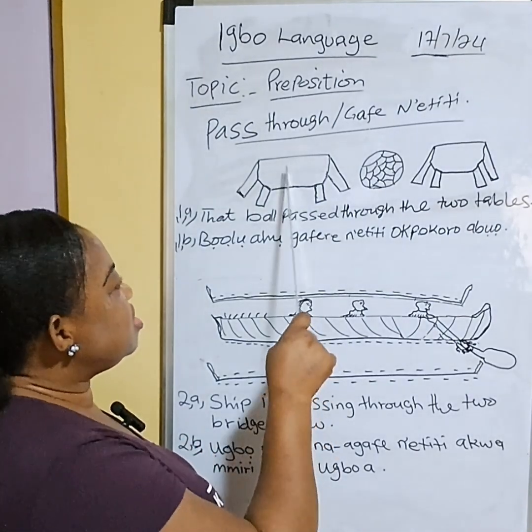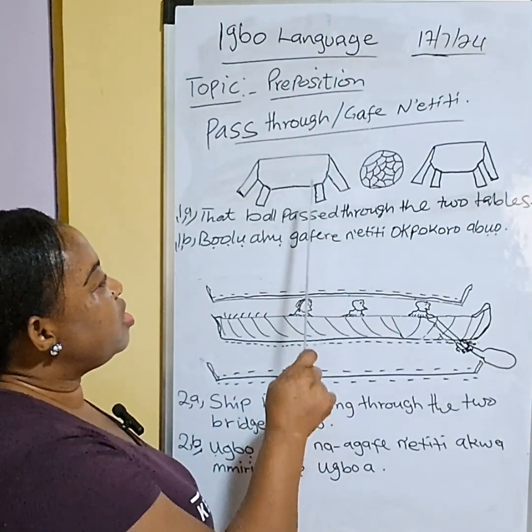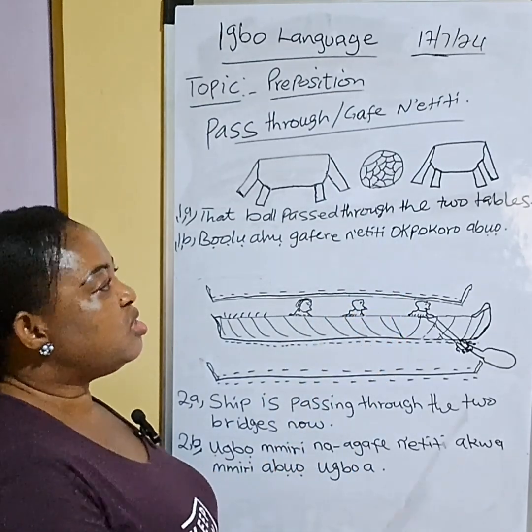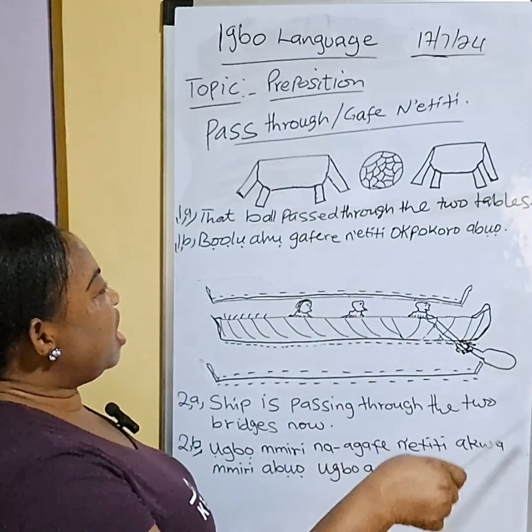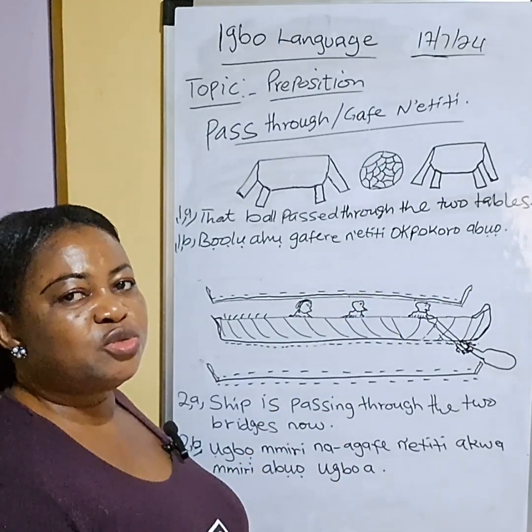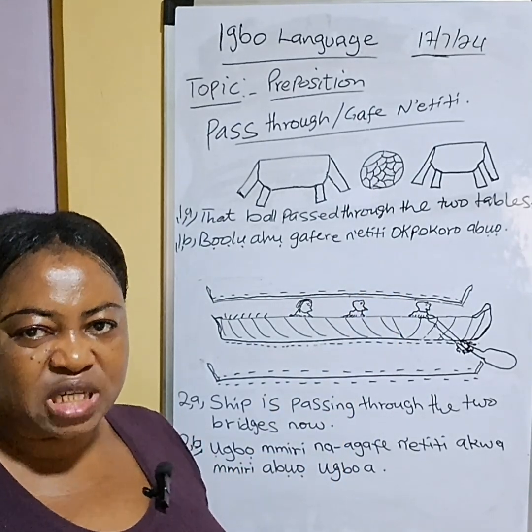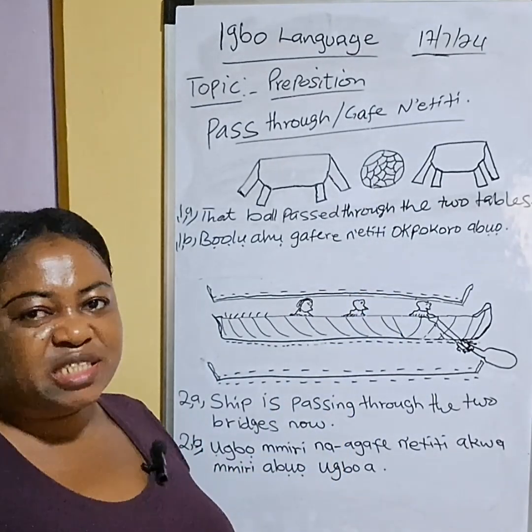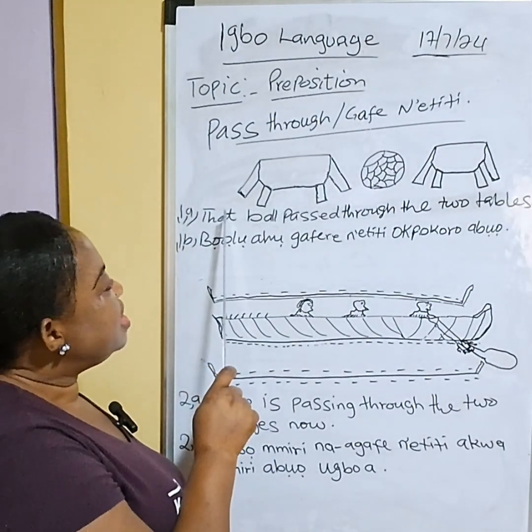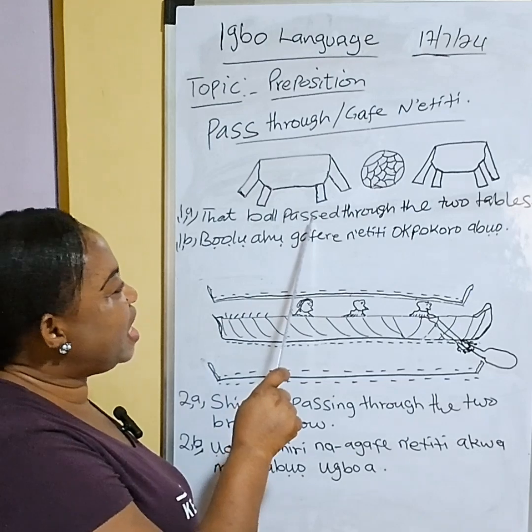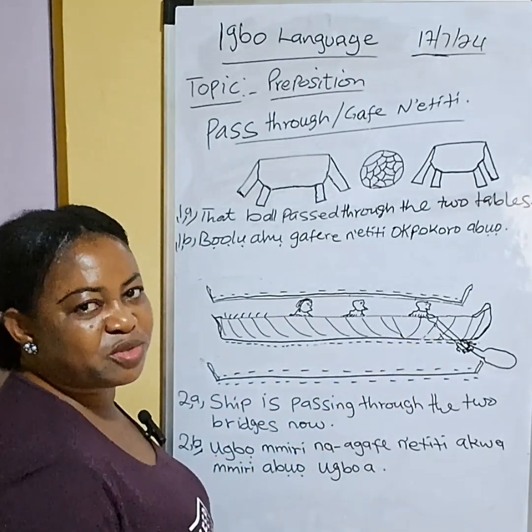You can see these objects. These are two tables. This is a ball at the middle. You can find out that this ball passed through the two tables. Let's see them in sentences. Sentence 1A says, that ball passed through the two tables.